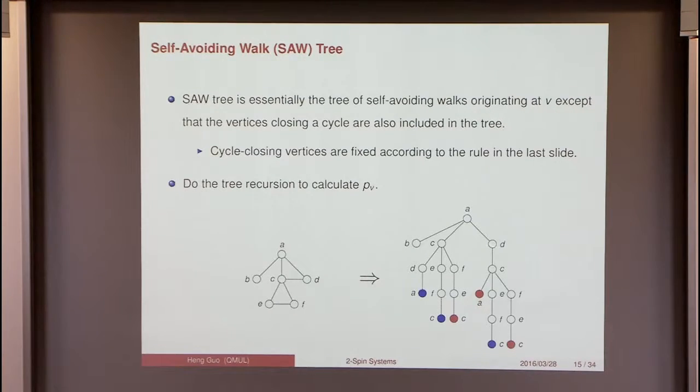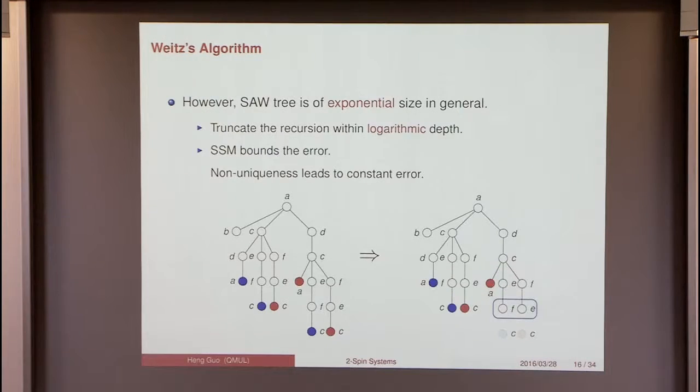And now we can calculate the marginal probability in this tree instead of in the original graph. A tree is easy because we can always do the recursion, so dynamic programming from bottom up. But there's a problem with this construction: this self-avoiding walk tree will be of exponential size. Otherwise, we would solve the #P-hard problem in polynomial time. So this is exponential size.